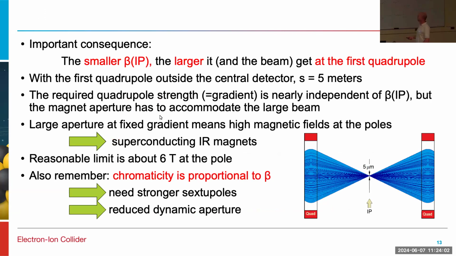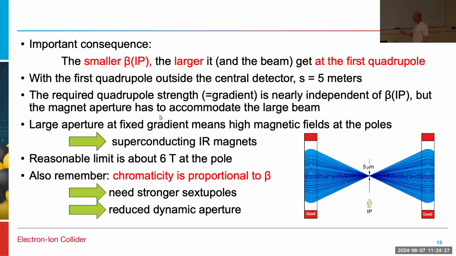Okay. Yeah, so that means, of course, it gets large at the first quadrupole, as I show it here in this little cartoon. Here you have an interaction point with 5 micrometers, and it grows rapidly. You have to squeeze this beam into quadrupoles. You have to be able to focus that.